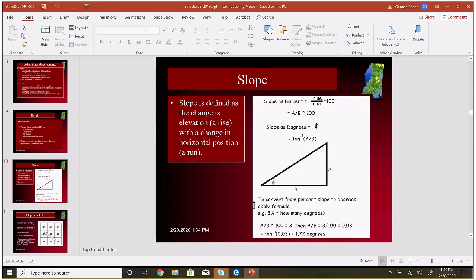But one of the things that we need to think about when we calculate slope is how it's calculated and why that's important. So slope is defined mathematically as the change in elevation, a rise, with the change in horizontal position.